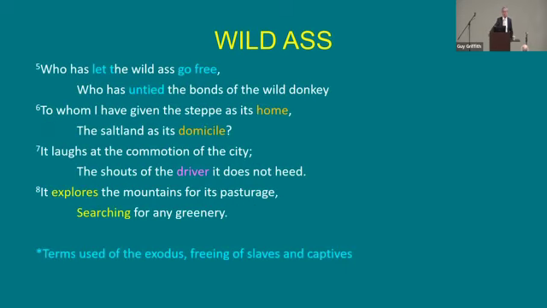But notice this passage. Who has let the wild ass go free? Who has untied the bonds of the wild donkey? The terms here used for set free and untie are terms used for the liberation of the slaves in Exodus. So these terms used for the Exodus are now applied to the wild ass. To whom I've given the steppe as his home, the salt land as his domicile.